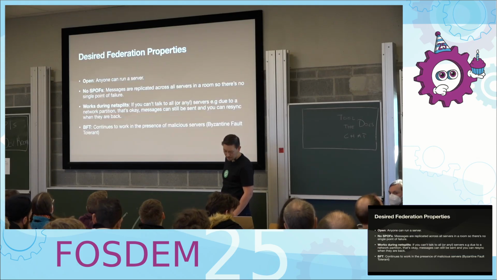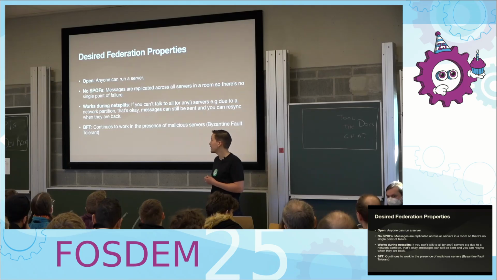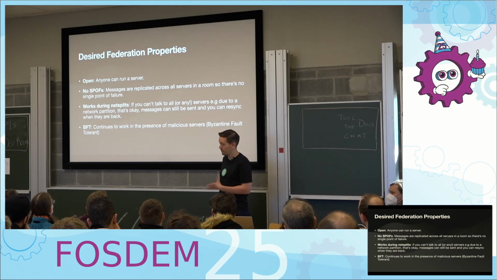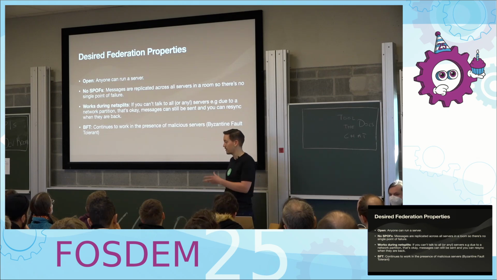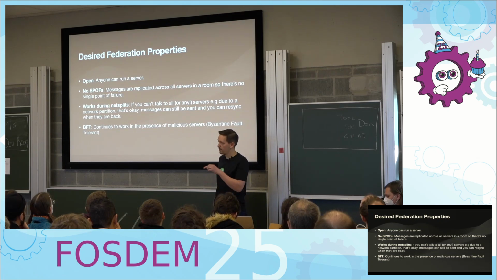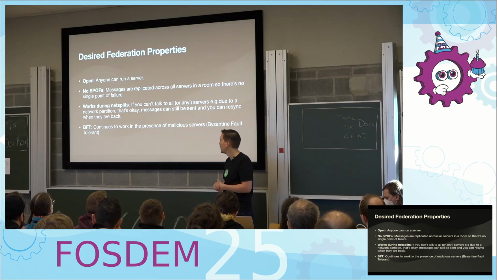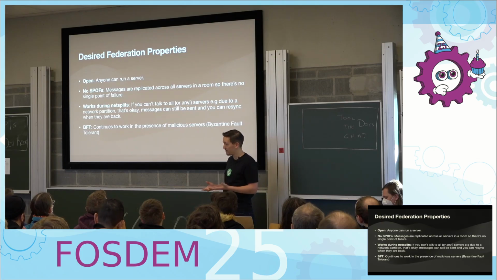A few of the constraints that Matrix has is we want these kind of properties. We want it to be open, so anyone who has a server should be able to participate. There shouldn't be any single points of failure, so no central server that if you can't talk to it or if it goes down, then you can't communicate, particularly to other users who are on your own server. So the fact that you can't talk to some other server shouldn't matter. Likewise it works during net splits, so network partitions. It shouldn't matter. Your users on your server should still always be able to communicate.